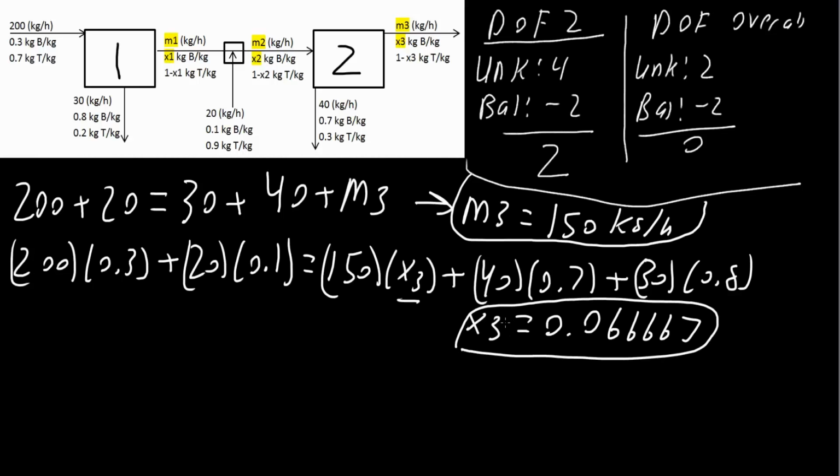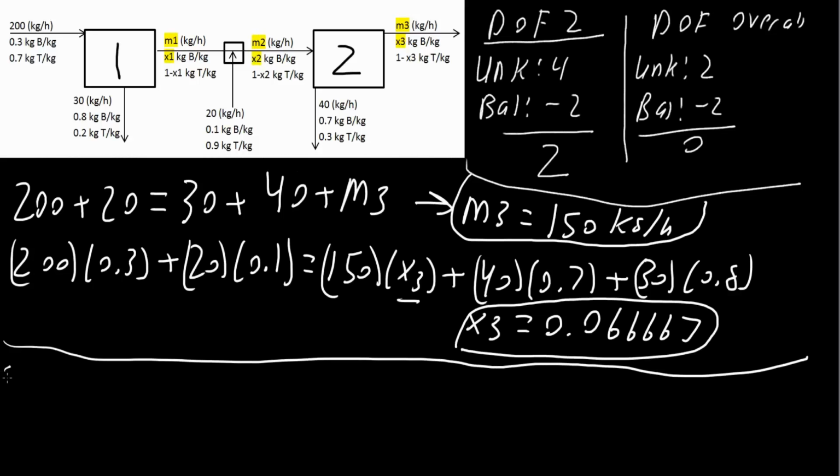So now we have X3. And now we can do another degree of freedom. We got everything we could possibly get from the overall degree of freedom. But since now we know these 2 components, we have 2 unknowns and 2 balances. So now we could do a balance on 2 to get M2 and X2. M2 is equal to 40 going out and M3 going out, and M3 is 150. So 40 plus 150. So M2 is equal to 190.